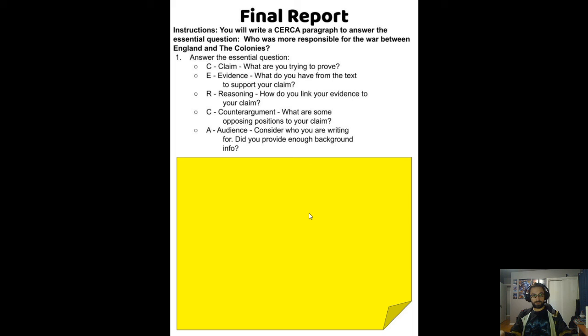So your claim for this should be the colonists were more responsible for the war, or the English were more responsible for the war. And then the rest of the paragraph will be you proving your claim, citing evidence from the sources, giving me reasoning, explaining your evidence. I want you to have a counter argument in there that explains the other side. And finally, make sure your audience is good. Make sure you have proper punctuation and grammar. Make sure you're not using slang or abbreviating. And that's what I'm looking for here.